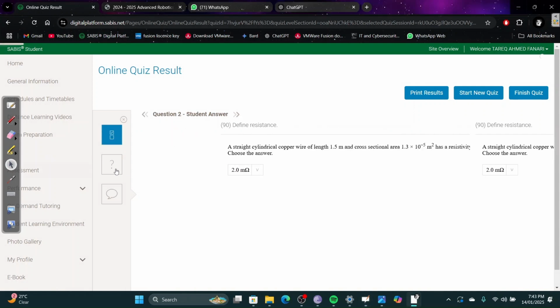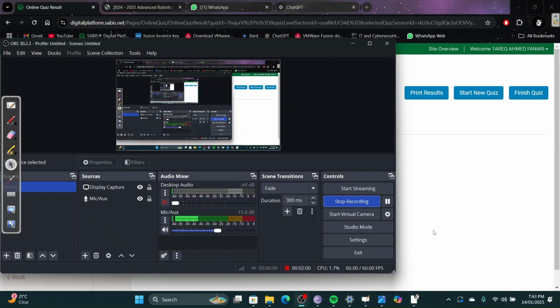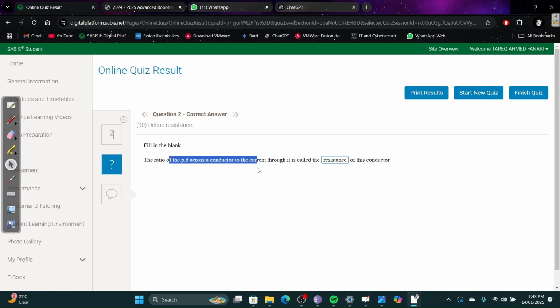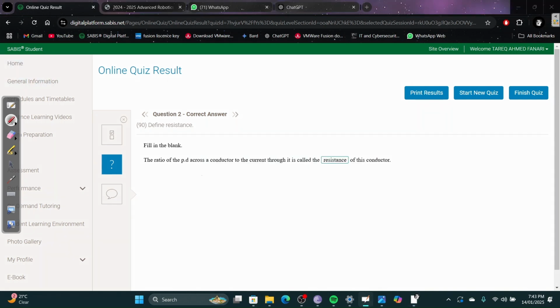Question two. Let me just see if I'm recording my audio. Yes, I am. Okay. The ratio of the PD to conductor, blah blah. For this one, you're going to know the formula. You're going to use this a lot. V equals IR. Now they told you the ratio of the potential difference, so you're gonna know there's a ratio, which is something over something. So V over something so far, to the current. Current is I, right? So this is I. So what is left is the R. You're just dividing I on both sides. That's it. R is the resistance. That's your answer. R equals V over I.